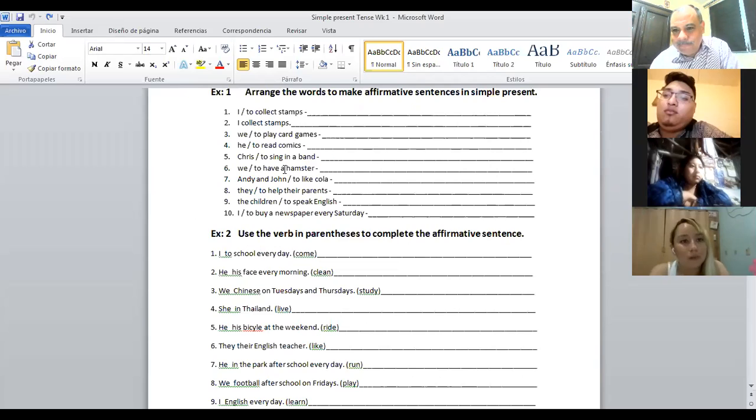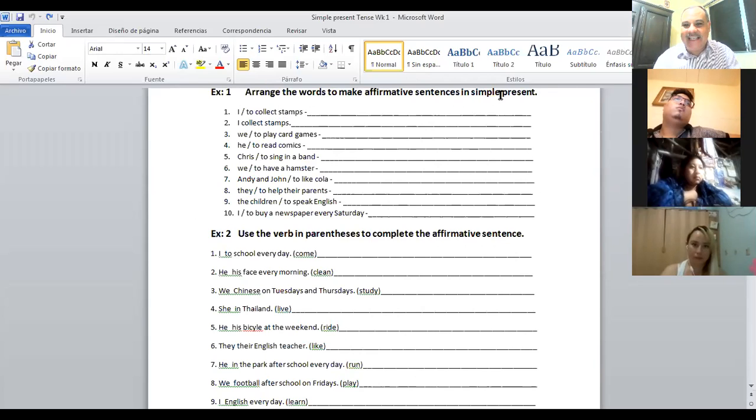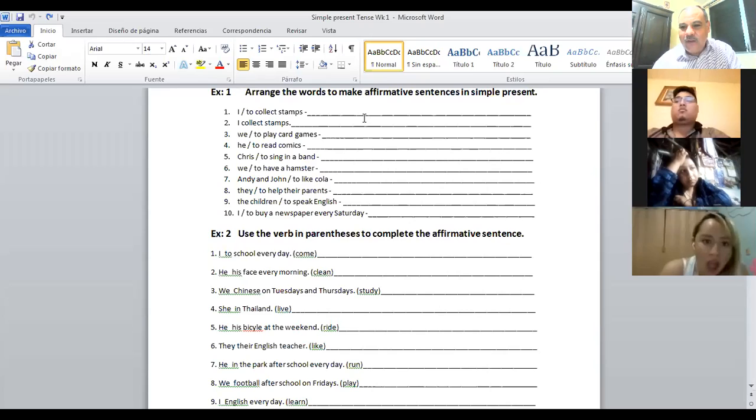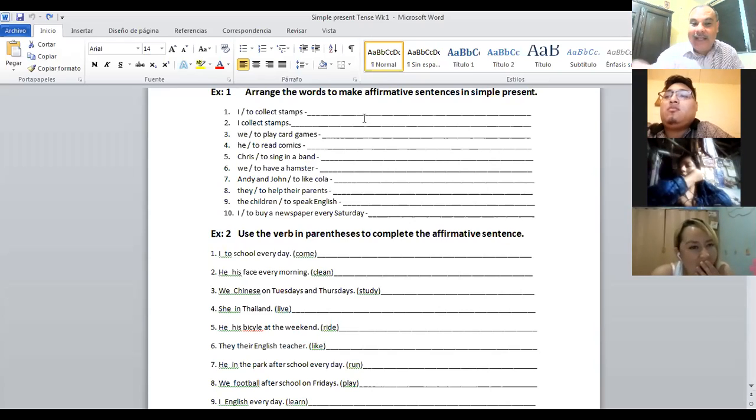Y esto lo vamos a estar estudiando toda la semana. Sí, esto es para toda la semana. Okay? For example, exercise number 1. Arrange the words to make affirmative sentences in simple present. Okay? Vaya. Solo voy a explicar el primero. El que quiera hacerlo de tarea, lo puede hacer. No es tarea. Lo que sí le voy a pedir es que ya para mañana lo tengo impreso. ¿Verdad? Okay. Vaya.